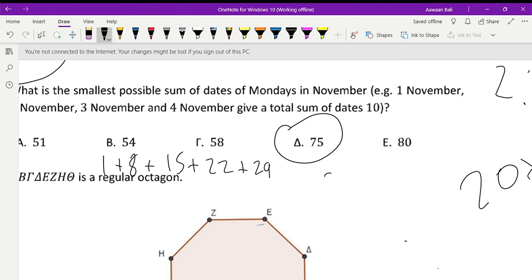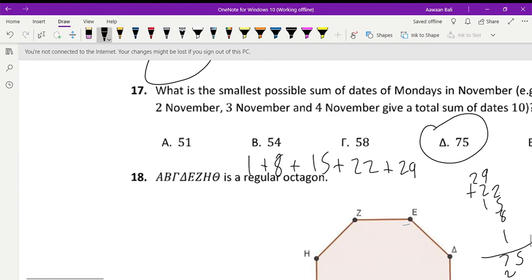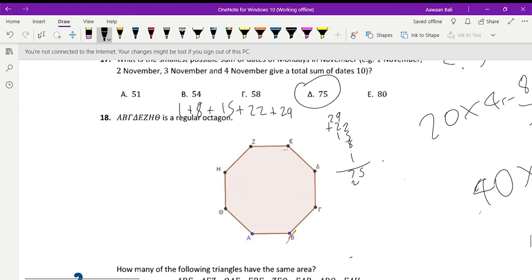So basically 29 plus 22, 15, 8, 1. 9 plus 2 is 11, plus 5 is 16, plus 8 is 24, plus 1 is 25, so you put the 5 here and carry the 2. 2 plus 2 is 4, plus 1 is 5, plus 2 is 7. So therefore the answer is delta, 75. Easy, right? Now let's go with the next one.